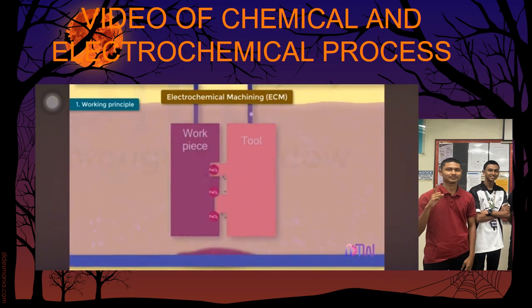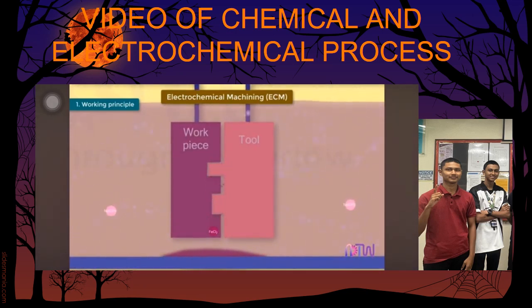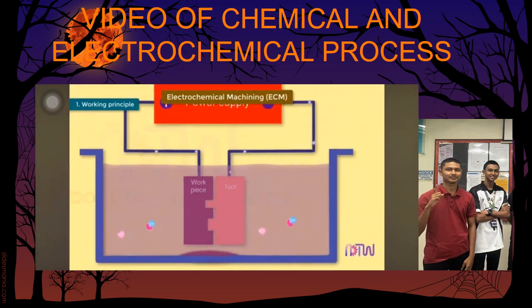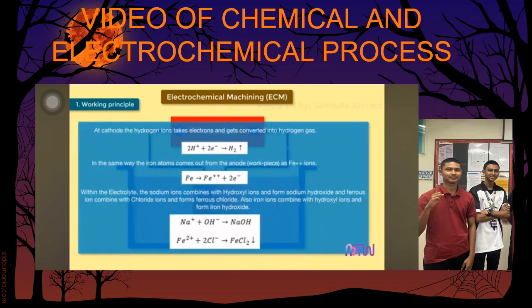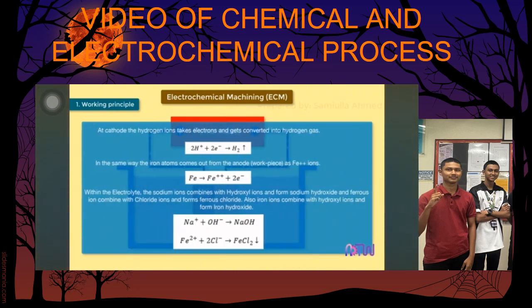Within the electrolyte, the sodium ions combine with hydroxyl ions and form sodium hydroxide, and ferrous ions combine with chloride ions and form ferrous chloride. Also iron ions combine with hydroxyl ions and form iron hydroxide. In the electrolyte, the FeCl2 and Fe(OH)2 produced get precipitated in the form of sludge and settle down. In this way, the material is removed from the workpiece as sludge. The various reactions taking place in the electrochemical machining process are as follows.